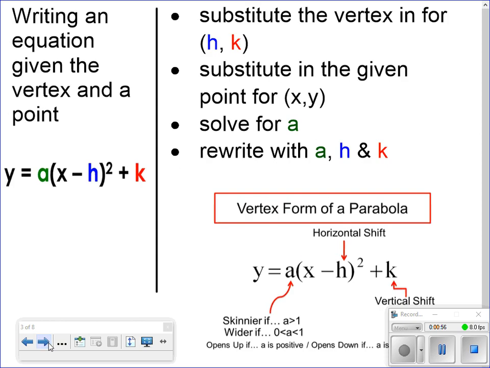When we're writing in vertex form, we're going to substitute in the values for h and k. Remember that h does not include the negative sign. So if you plug in a negative value, it's going to change it from -h to +h. Substitute in another point, again, x and y, so that we can solve for a. And then rewrite the equation with a, h, and k.